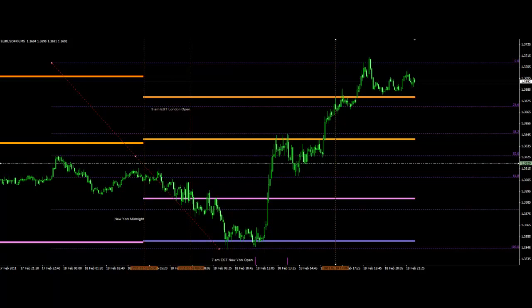But what you want to do is note the midnight time frame, okay? I'll just use the reference points for GMT, and you can convert it to your local time. 5 a.m. GMT, which would be my New York midnight, and you want to use 8 a.m. GMT for your London Open, and you want to use 1200 GMT for your New York North American Open at 7 a.m. my standard time.